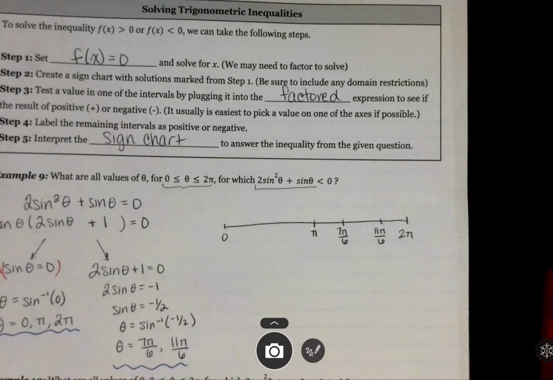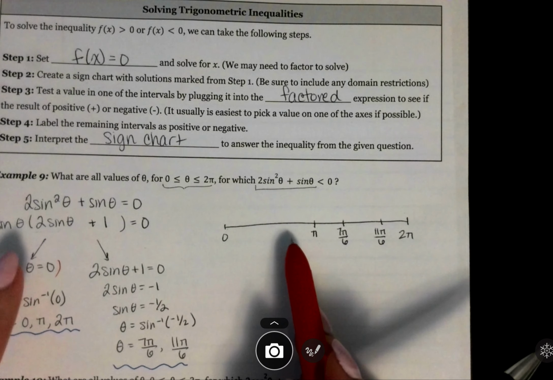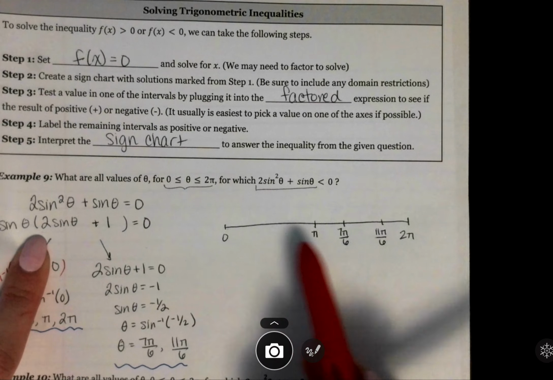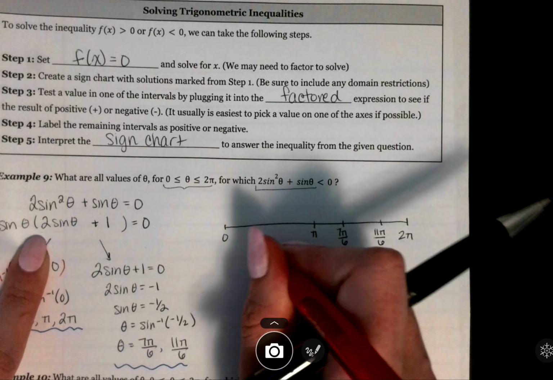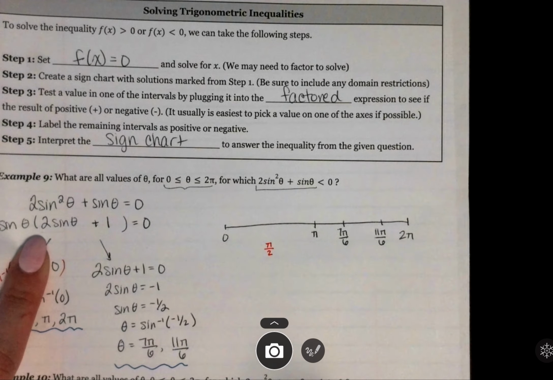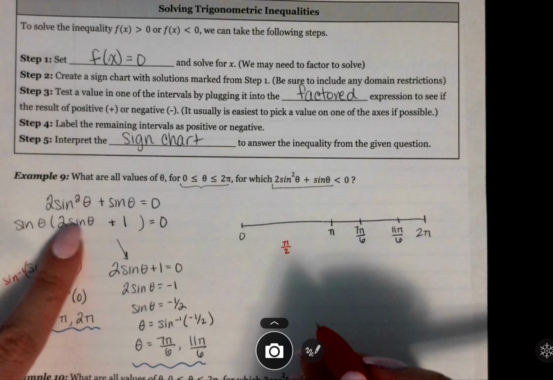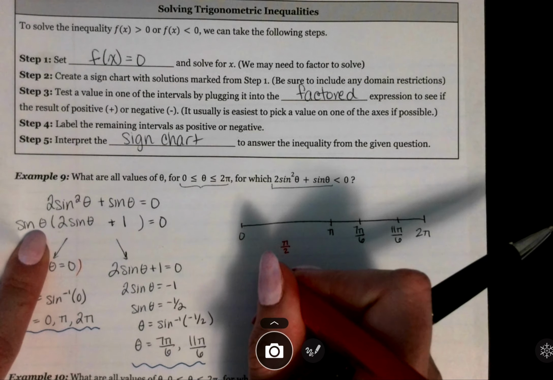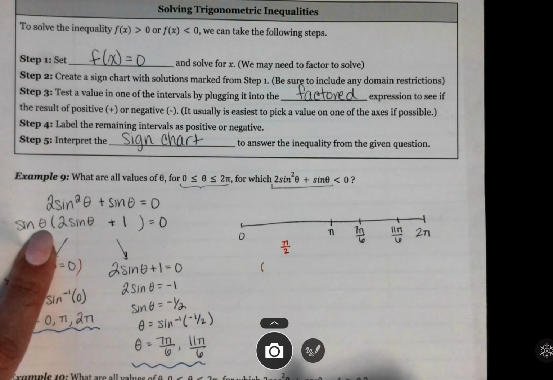So what I want to do is choose a value in this interval to test, and I'm going to test it in the factored form. So we're on to step 3. Well, a value in between 0 and pi, I could use pi over 2, so I'm just going to make a note of that. And I want to take that value and plug it into factored form. So this is my factored form here. In this first part, I have sine of theta. So sine of pi over 2 gives me a value of 1.